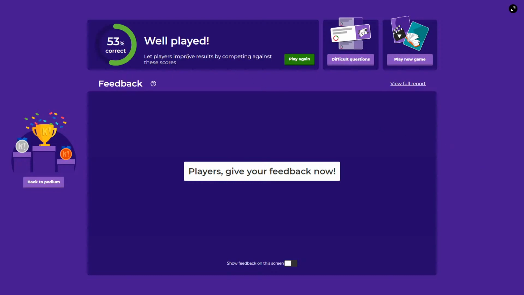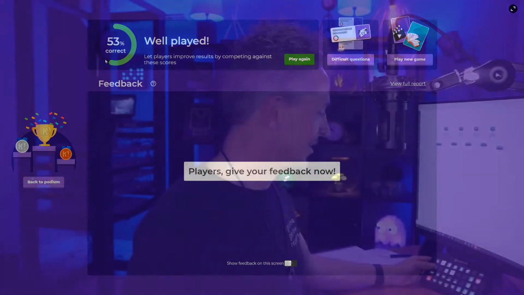Also, if you notice in the upper left-hand corner here, this shows us overall how many answers we got correct. 53%. So in some environments, that would be considered a failing grade. But the cool thing is these playlists and these quizzes are going to help us identify those areas before we sit down.